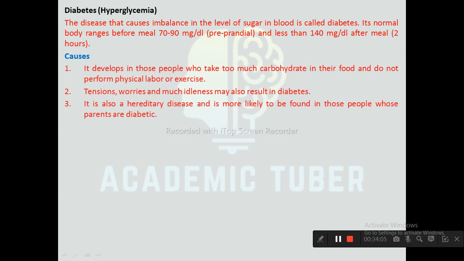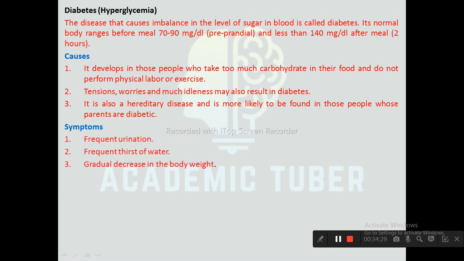Causes of diabetes: it develops in those persons who take too much carbohydrate in their food and do not perform physical exercise. Tension, worries, and more idleness may also result in diabetes. It is also a hereditary disease and is more likely to be found in those whose parents are diabetic.